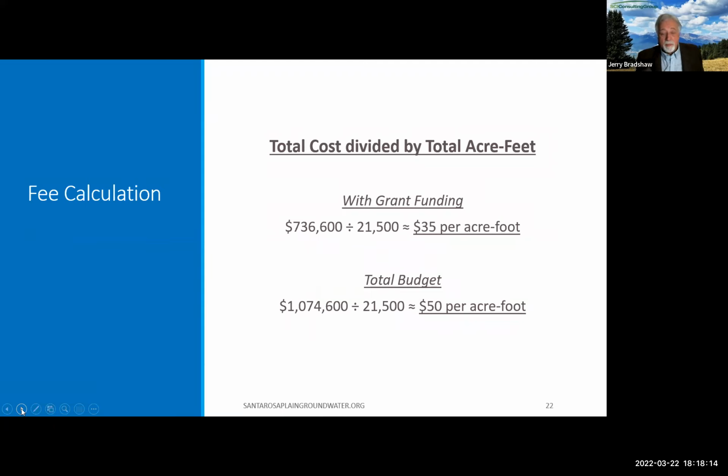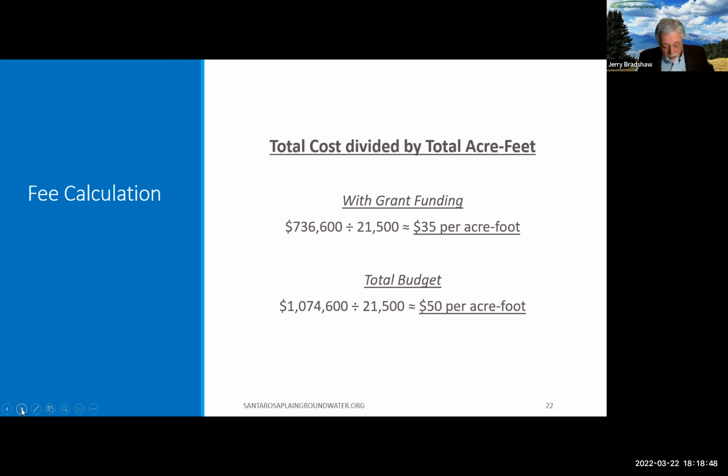We've got the amount of acre feet we think is pumped basin wide and the amount of cost that would need to be spread to all the different beneficiaries of the groundwater. So we've calculated two calculations. If you get grant funding, you only need to raise enough revenue for the $736,000 divided by an estimated 21,500 acre feet, which gives you $35 per acre foot. And conversely, the $1 million budget equates to about $50 per acre foot. We'll use that per acre foot a couple different ways as we go forward.